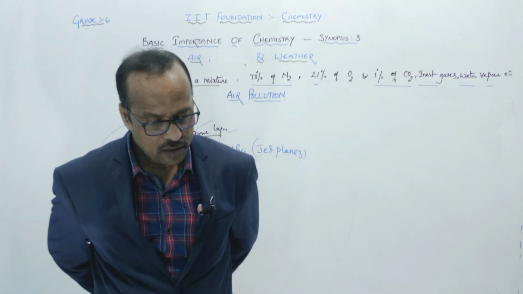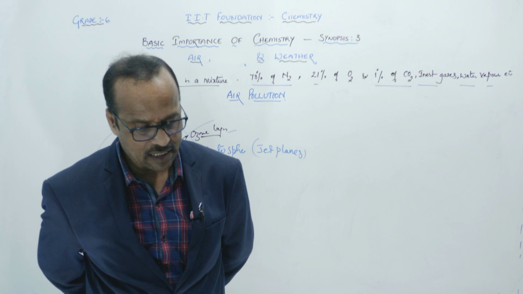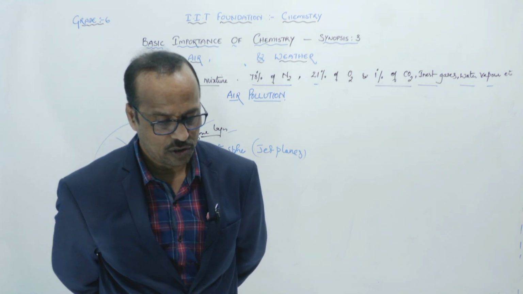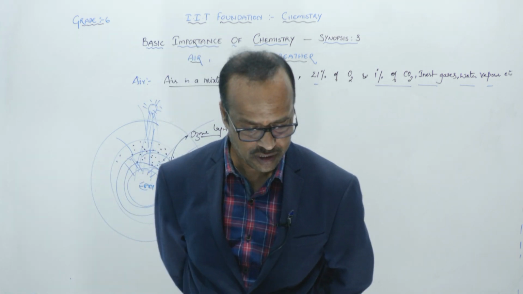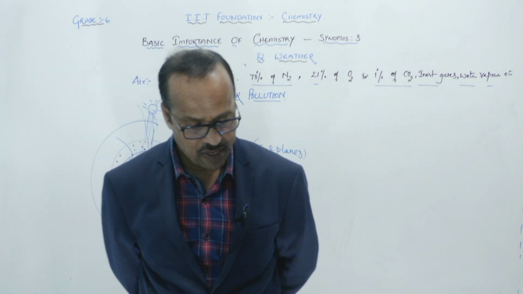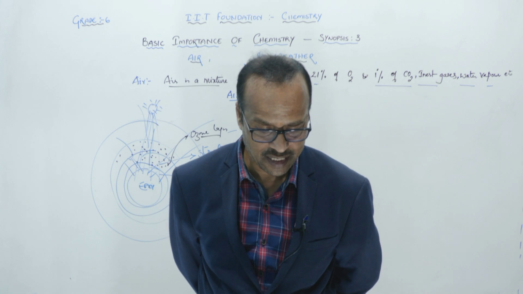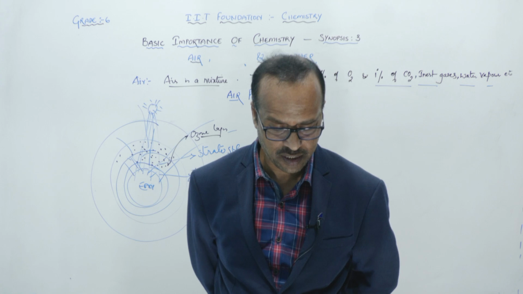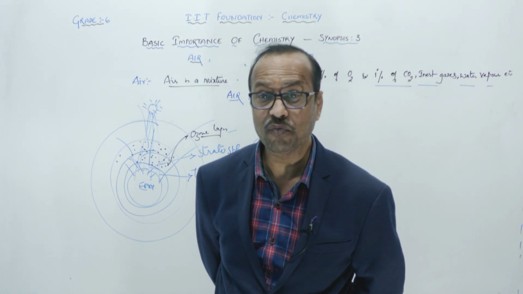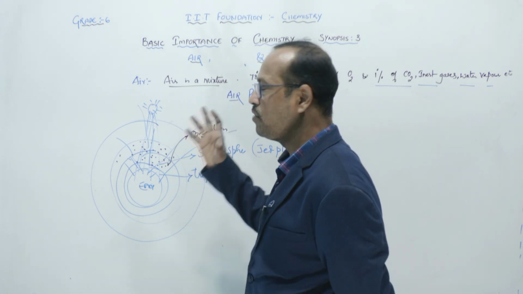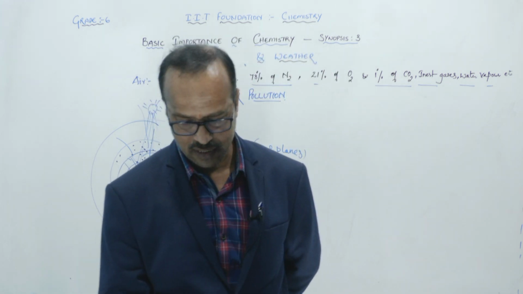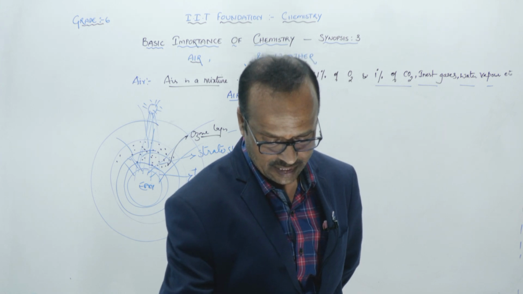Now let us see the practice sheet. Open page number 26. First let's see the concept based questions. In the first question, the atmosphere protects the earth from what? Harmful sun rays. As I told you, ultraviolet rays come to us, and the atmosphere protects us from these harmful sun rays.